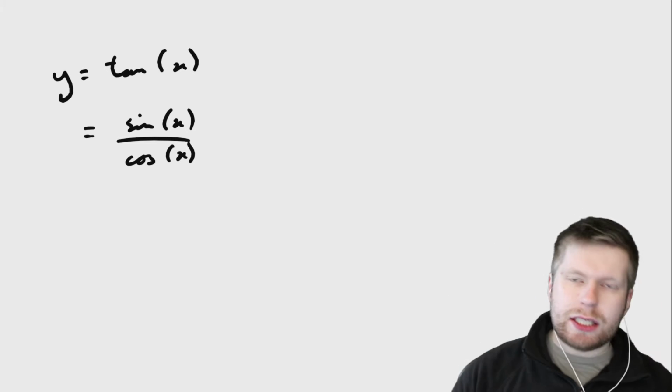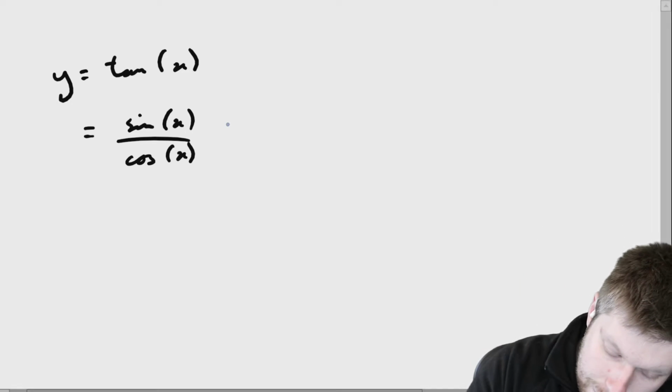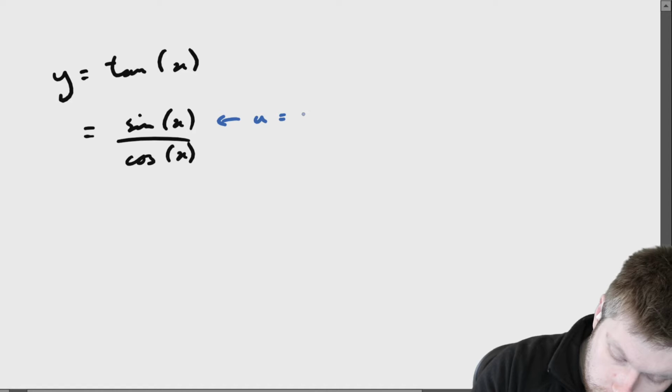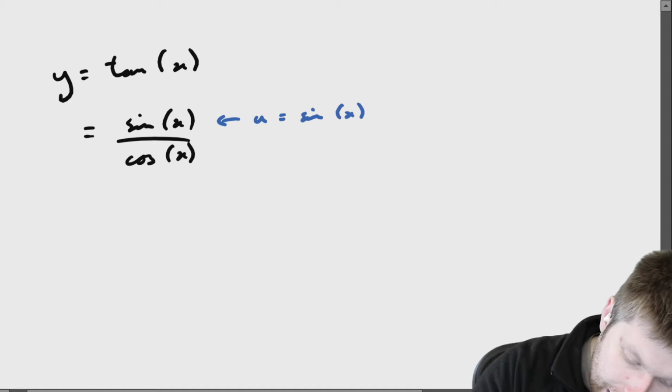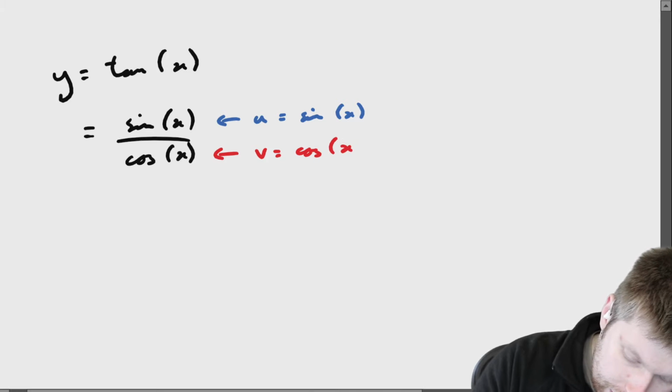Opposite is sine, adjacent is cosine, so therefore tan of x is sine divided by cosine, okay? So that means then that u has got to be equal to sine of x, that's my numerator, and v, my denominator, is equal to cosine of x. So let's have a look.